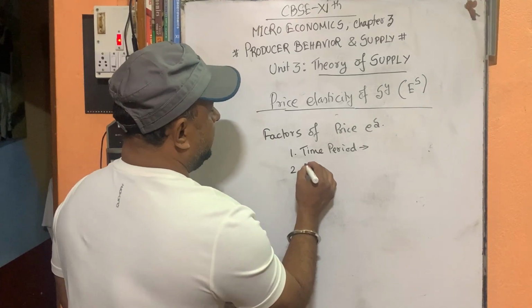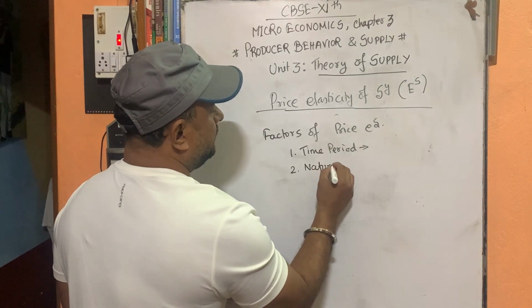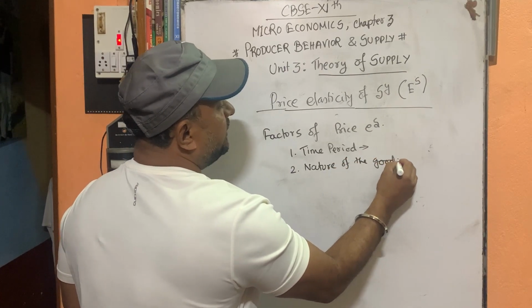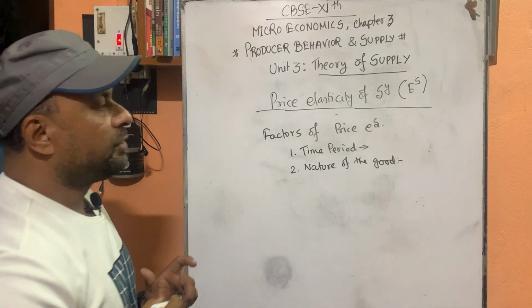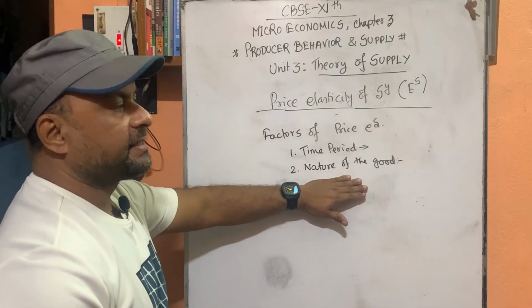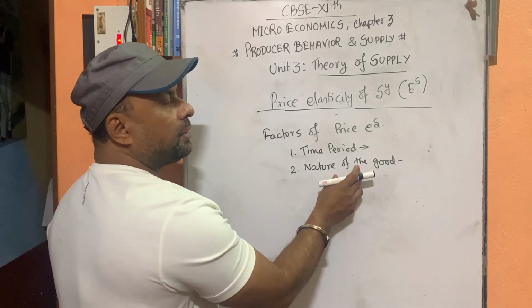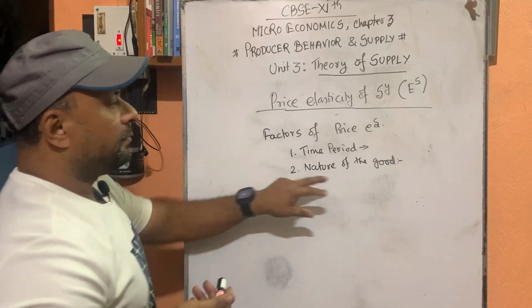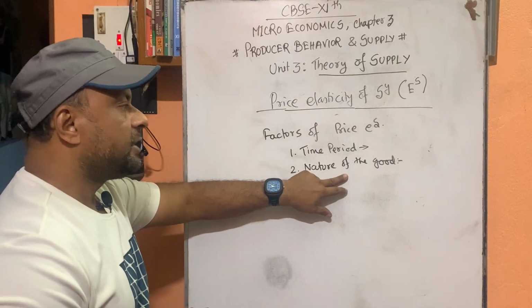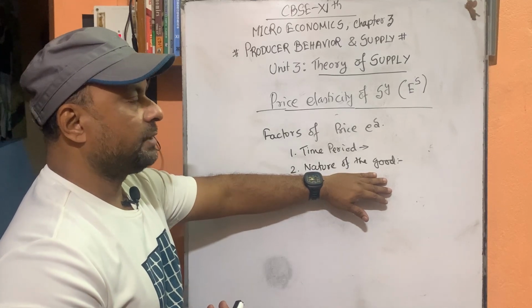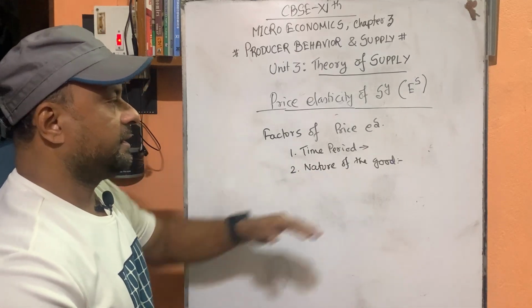Number 2, nature of the good. Various types of goods are there. Durable goods are there, perishable goods are there. In case of durable goods, price reaction is high. The producer can store the good, so when the price falls, he can store the good. But in case of perishable goods, the producer cannot react. So in case of perishable goods, price reaction is less, which means elastic supply is also less. But in case of durable goods, it is high.